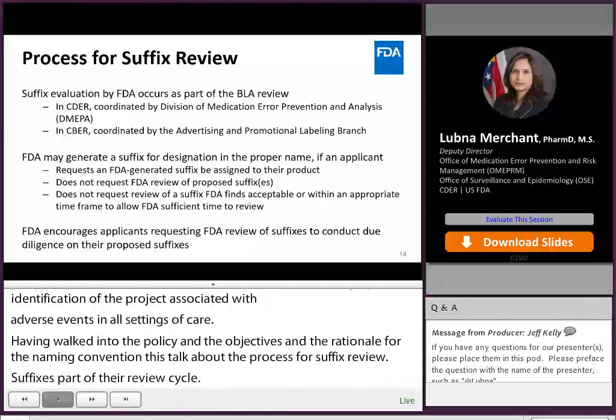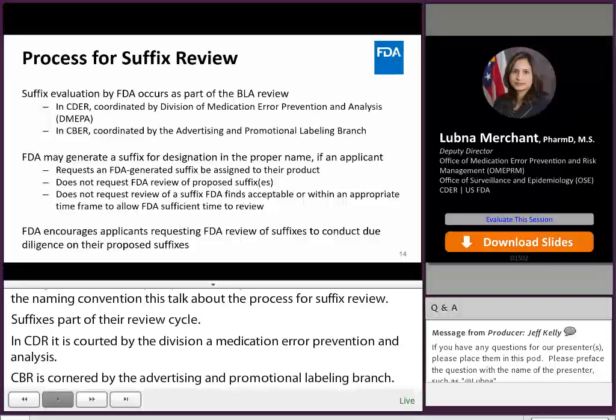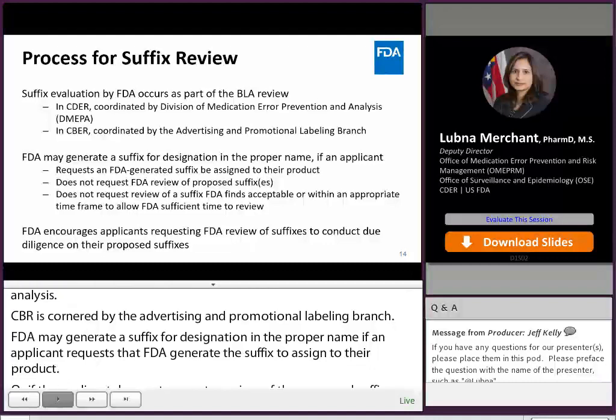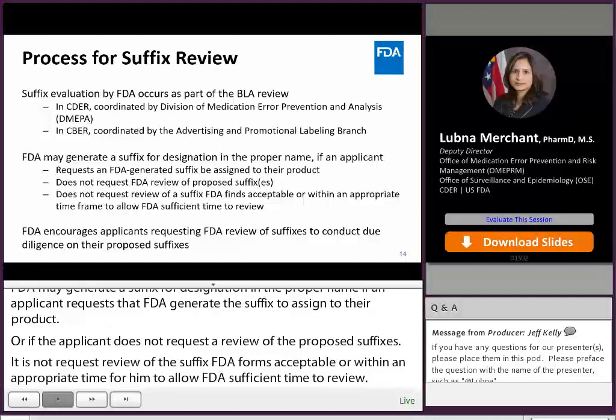FDA may generate a suffix for designation in the proper name if an applicant requests that FDA generate this suffix to assign to their product, or if the applicant does not request FDA review of proposed suffixes, or does not request review of a suffix that FDA finds acceptable, or within an appropriate time frame to allow FDA sufficient time to review. When sponsors do propose suffixes, FDA encourages applicants to conduct their due diligence on the proposed suffixes.